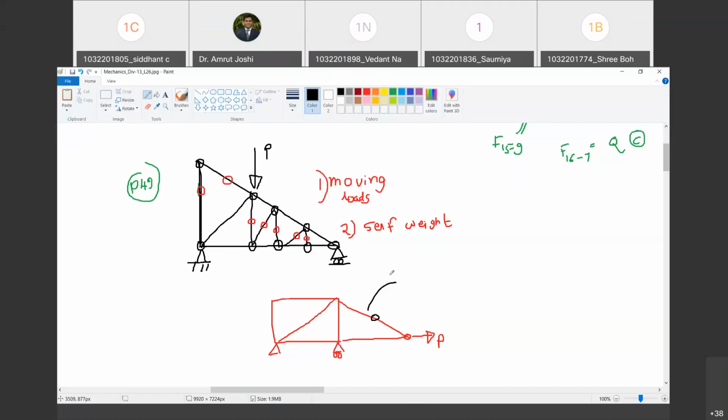So if I now remove this member, this force is 0 as far as neglecting the self weight is concerned. Self weight को छोड़ के जो एक्सटर्नल फोर्सेस है उसके वजह से इस मेंबर में फोर्सेस 0 है. Are you with me? Yes, sir.